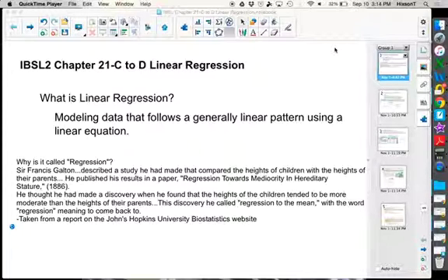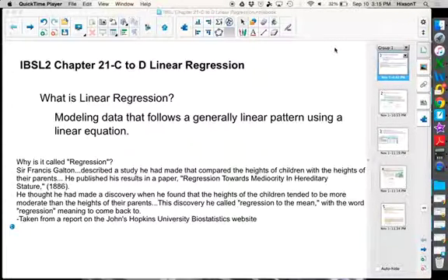Now, there's a story here about why it's called a regression. You can read this for sake of time today. We won't do that. I like talking. Great. I don't know if they do. I hope they do.